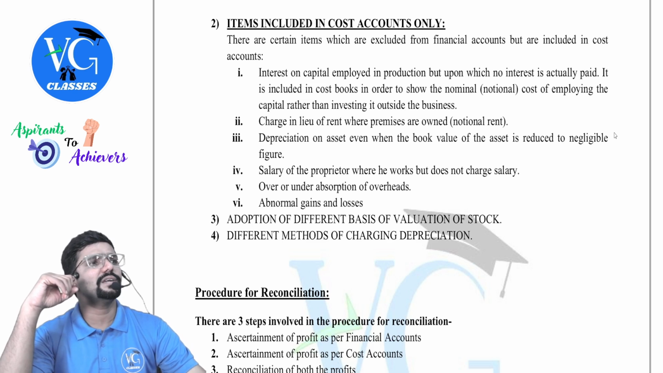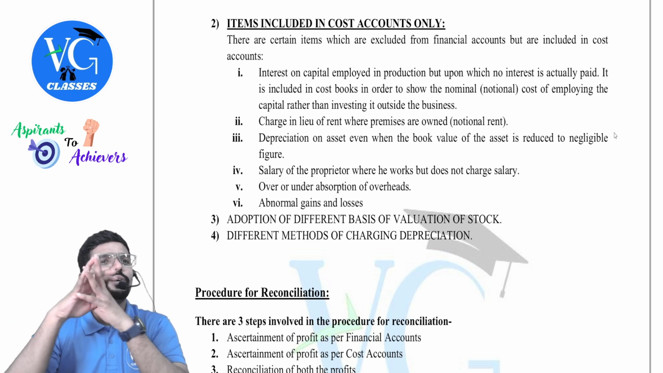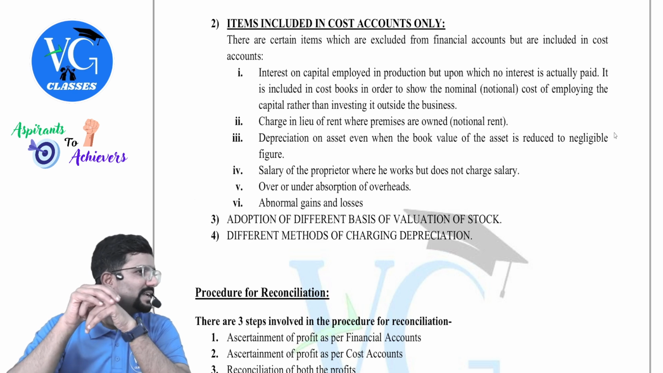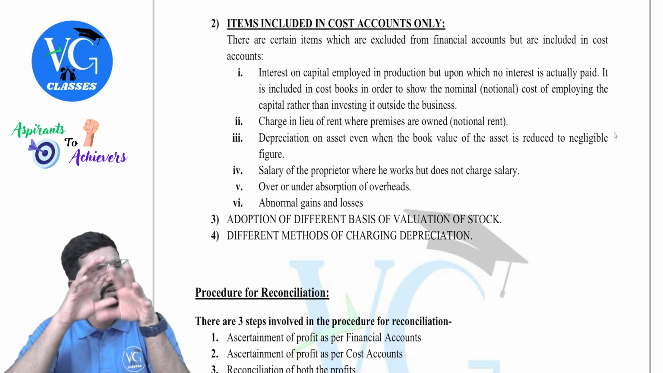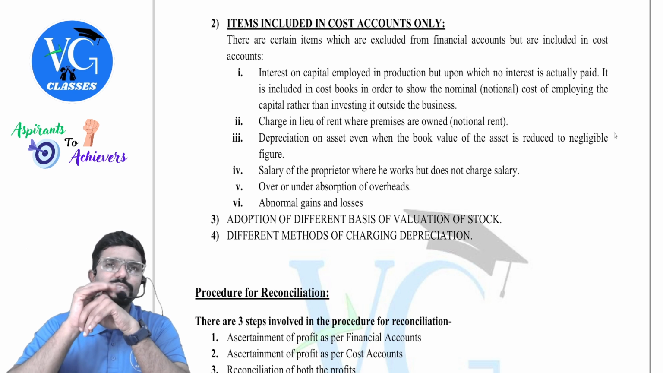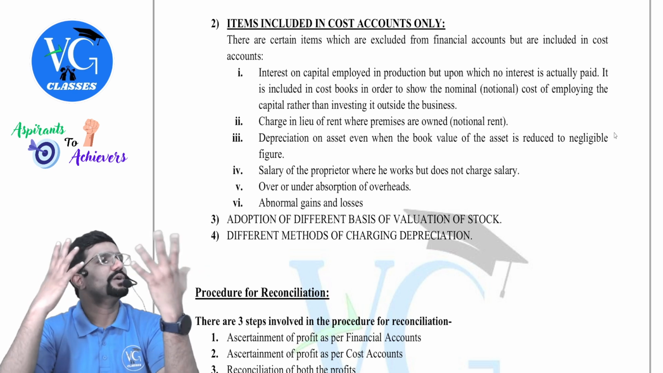Then abnormal gains and losses only in costing. Whereas in financial, we never bother about what is abnormal. Losses are just recorded. But here we have a separate treatment for normal loss and abnormal loss. For normal loss, we don't do anything. We just reduce it from the units, so automatically the cost of good units will go up.